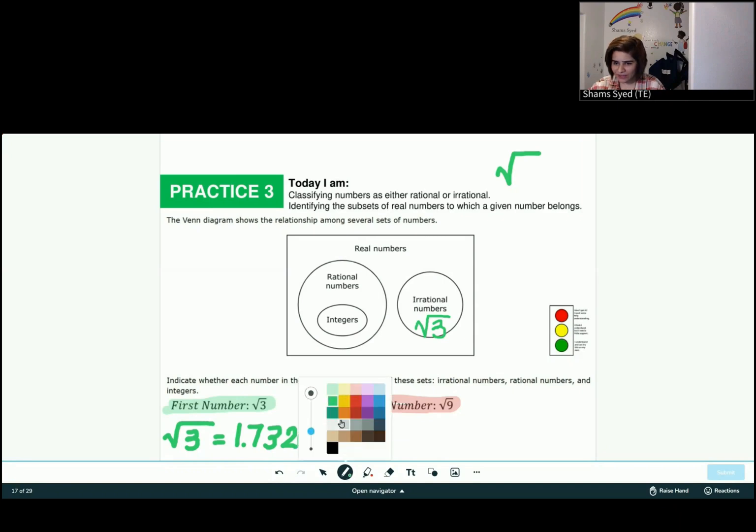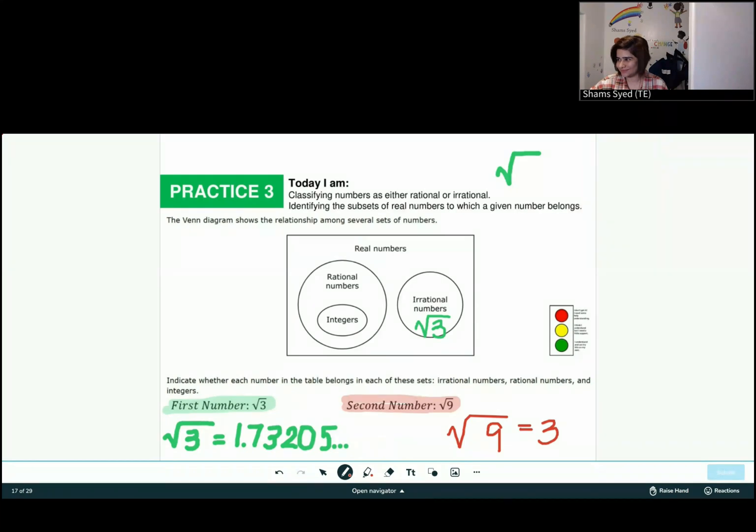What did you guys find for square root of 9? You guys found 3? Is it a rational or an irrational number? It is a rational number. Very good. Is it also an integer? Jocelyn thinks it is also an integer.